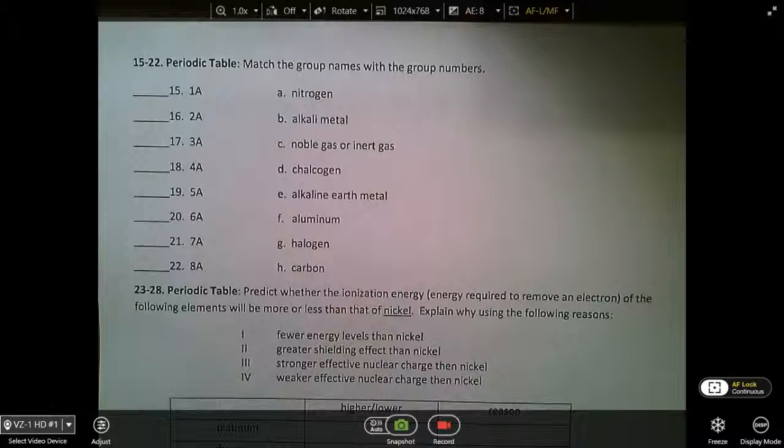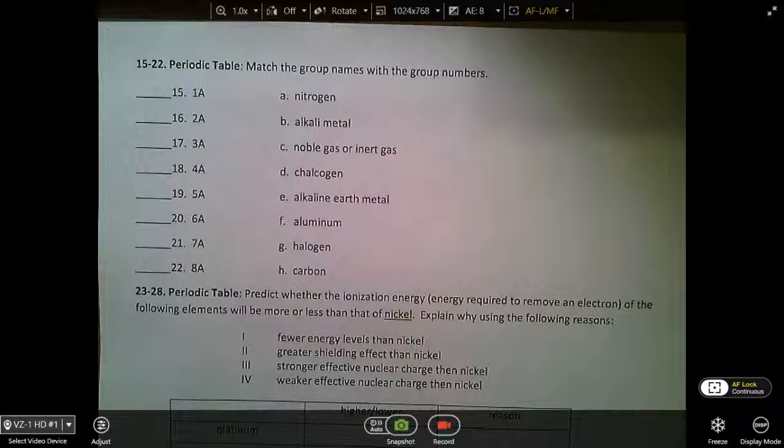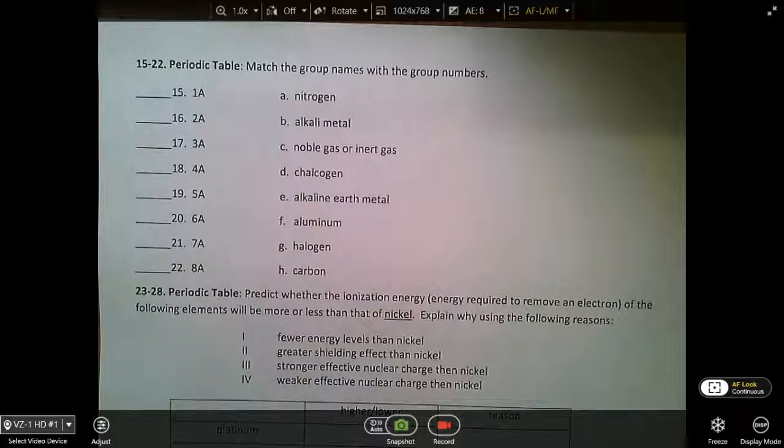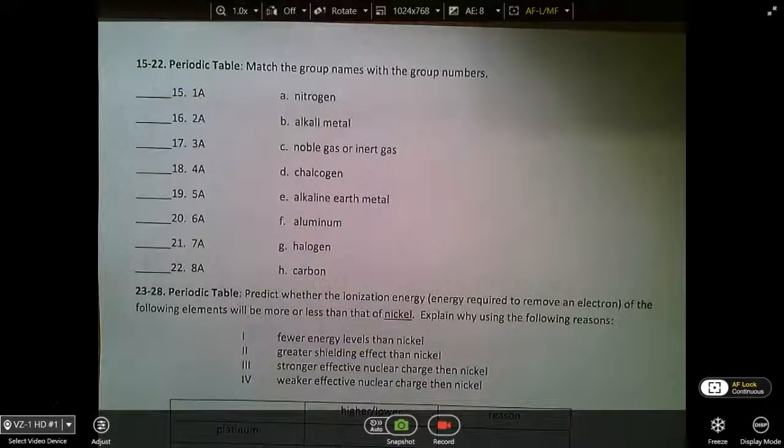I'm just continuing our video on the final exam review. This is the second page starting at number 15. This is talking about the periodic table and a matching section with the groups on the periodic table, group 1A, 2A, 3A. And we've got these names, nitrogen, alkali, metal, and so on.